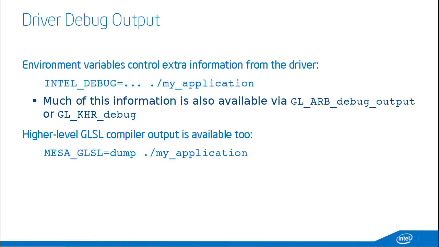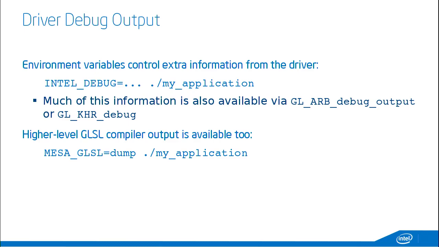So we have a number of environment variables that you can use to control the output that the driver is going to create. A lot of this is also available through either the ARB debug output extension or the KHR debug output extension. I believe that we currently only have KHR debug wired up in desktop OpenGL contexts, that it's not yet wired up for ES contexts, but that should be trivial enough to change.